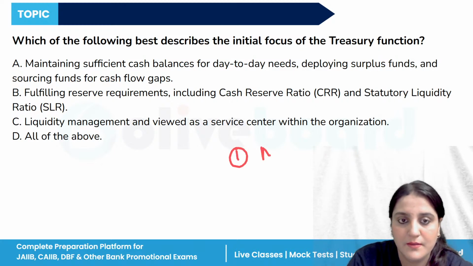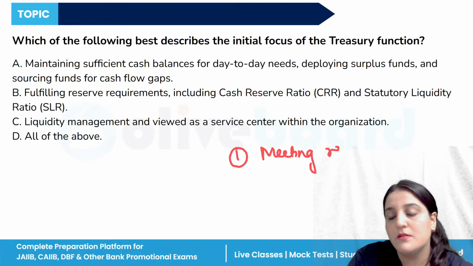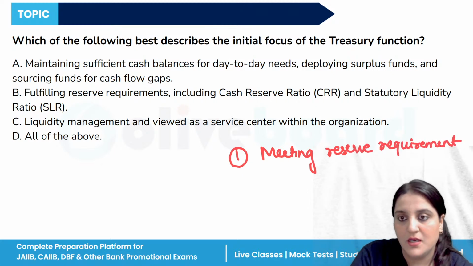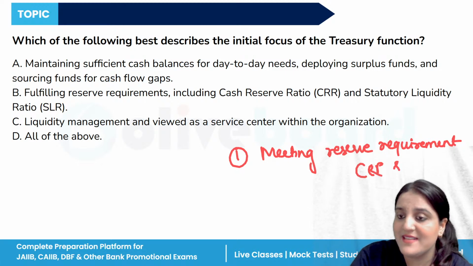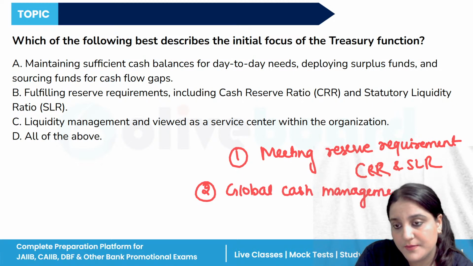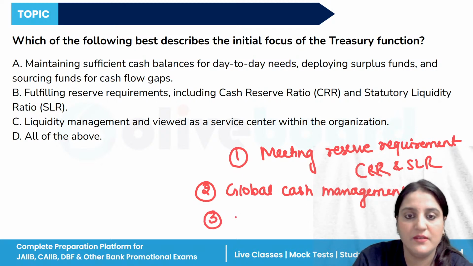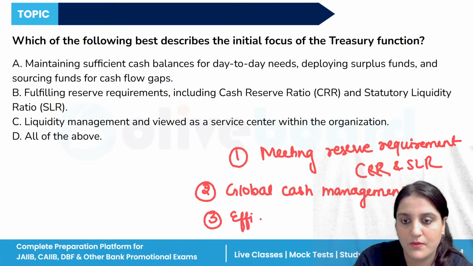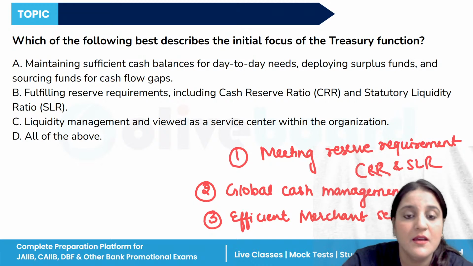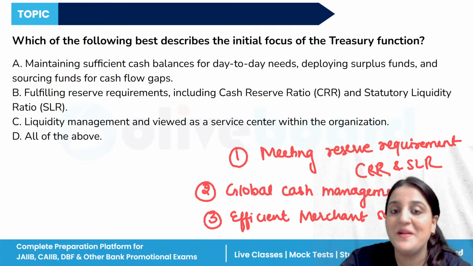First one is meeting all the reserve requirements. Reserve requirements means CRR and SLR. Next one is global cash management, efficient merchant services, and also risk management, assisting the bank management in the ALM.